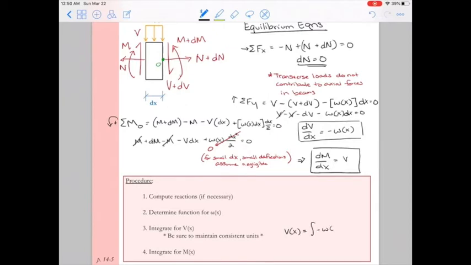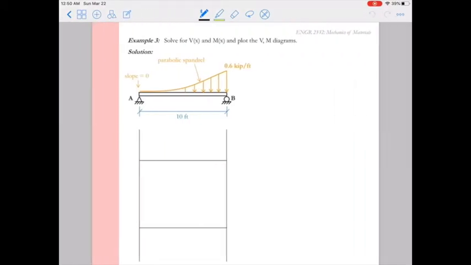From that expression we derived above, we can see that v of x is going to equal the integral of negative omega x. And likewise, we can write a value m of x, which is going to be the integral of v of x. We learned this relationship hopefully in statics. If not, this is a good refresher, and we're going to use it to much success in the following problem.